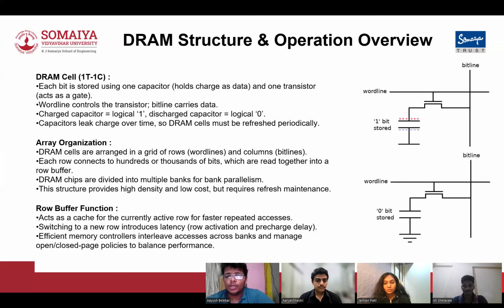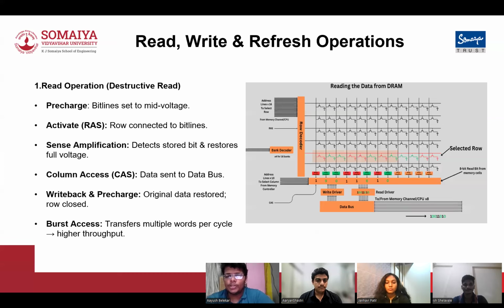Each row's data is stored in a row buffer, and DRAM chips are divided into multiple banks to allow parallel access. Accessing the same row is fast, but switching rows adds latency. In a read operation, bit lines are first pre-charged to a mid-level voltage. Then the selected word line activates the row, connecting cells to the bit lines. Sense amplifiers detect the small voltage difference and amplify it to full logic levels. The column access then sends the data to the bus. Since reading disturbs the charge, the data is immediately rewritten, and the row is pre-charged again. Burst mode allows multiple words to be read in one go for higher speed.